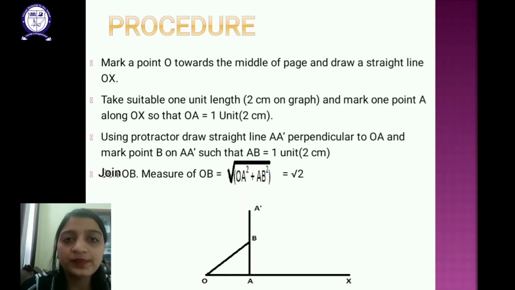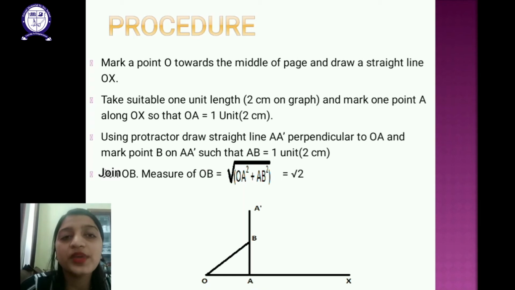Then join OB, that is step 4, join OB. And what is the measure of OB? You can see that this is a right angle triangle because we have drawn a perpendicular. So by Pythagoras theorem, we can say that OB is equal to the square root of OA square plus AB square. Hypotenuse square is equal to perpendicular square plus base square. So what is the value of perpendicular? That is AB, and base can be OA, and hypotenuse is OB. So OA is 1 unit, AB is 1 unit. So 1 square plus 1 square, that is 2.